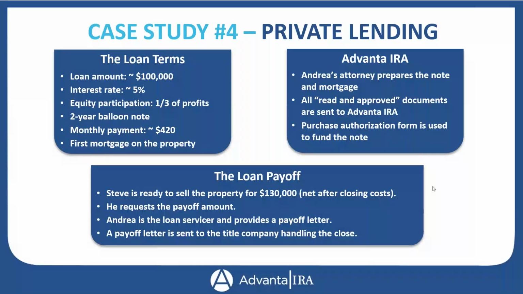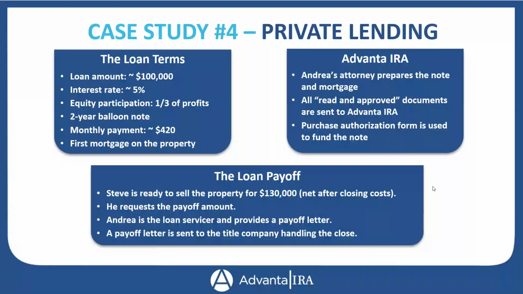Andrea's attorney prepares the note and mortgage, and she reads everything and approves it through e-signatures. And she also completes a form that lets us know who we are dealing with. So our purchase authorization form is going to let us know how much we're funding, where we're funding it to, who the loan is to, if there are monthly payments, if it's amortized or interest only. And then once she approves everything, we will fund it per her instructions. So if she says this is going to my attorney for closing, if this is going to a title agent for closing, whatever it might be, we're going to take Andrea's instruction.